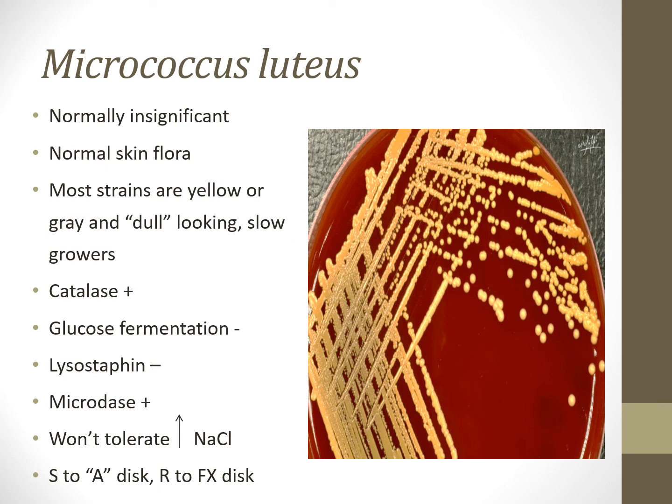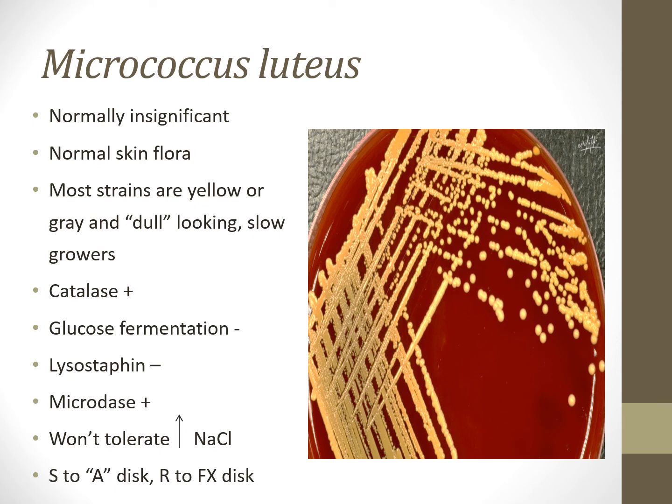Micrococcus luteus is normally insignificant, and you see it quite a bit in places like the upper respiratory tract or on your skin. They look pretty dull. They don't look damp or wet at all, and they are normal skin flora. Most strains are yellow or gray, and they are slow growers. They're catalase positive. All of your staphs and micrococcus are catalase positive. They're glucose fermentation negative, lysostaphin negative, microdase positive, and they will not tolerate high amounts of sodium chloride in the mannitol salt agar. They are sensitive to the A disc and resistant to the furazolidone disc.